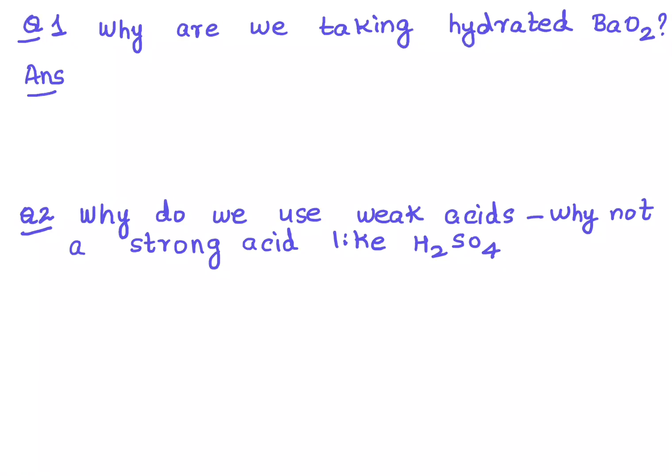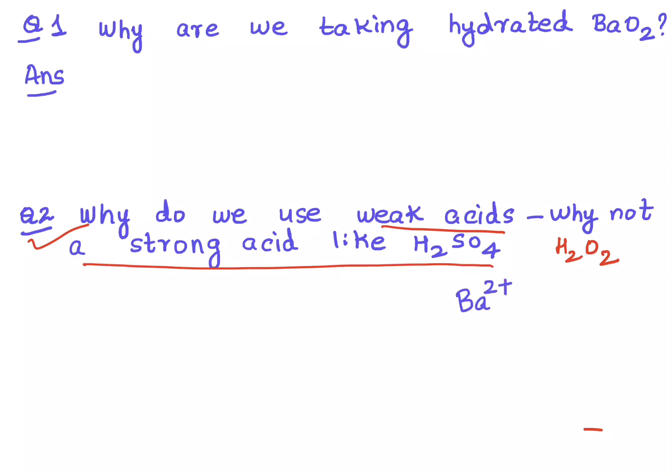So we have answered one part of the question. Why do we use weak acids? Why not a strong acid like H2SO4 in order to prepare hydrogen peroxide? Because if you've got a strong acid, for example sulfuric acid, what will happen is the barium ions, which will be there in the solution because of the formation of barium sulfate, will have a tendency to cause the decomposition of hydrogen peroxide.